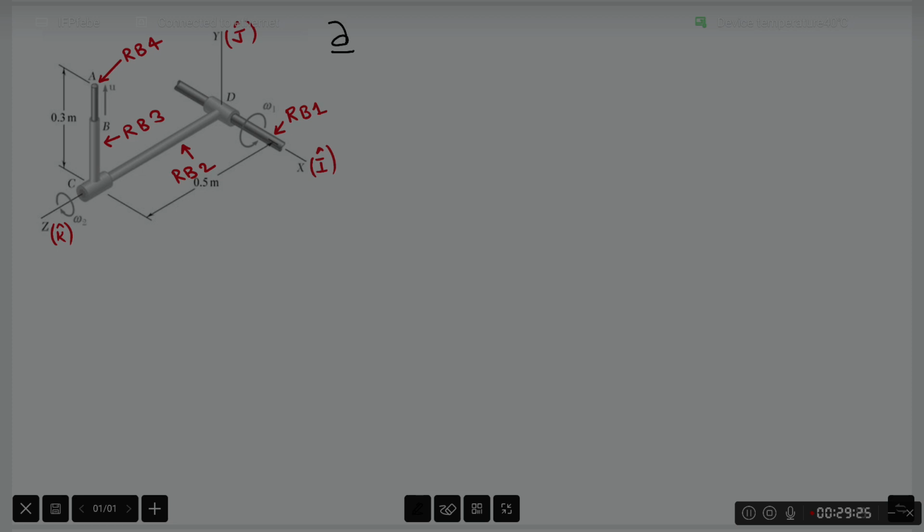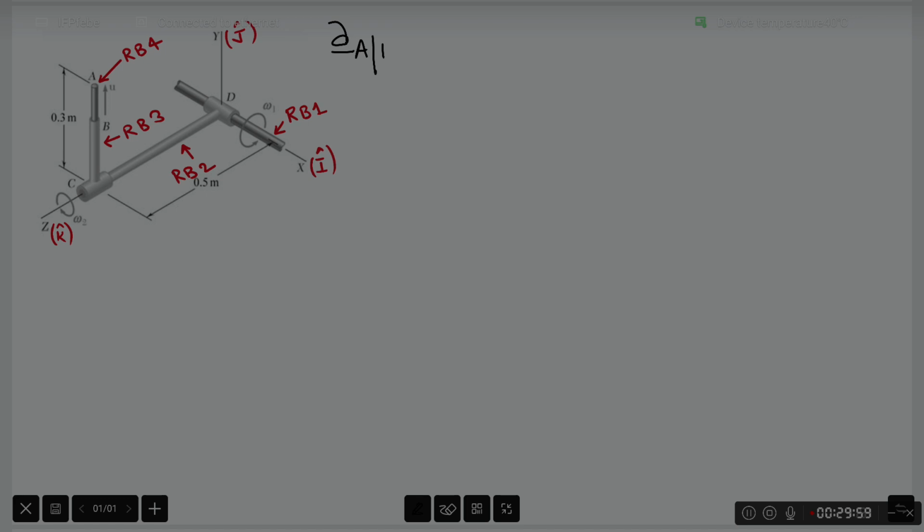We need to find AA1. Again, to find AA1, we will use the acceleration transfer relationship as many times as it is required. And every time we use the acceleration transfer relationship, we will have to make appropriate choices of the intermediate frame and a corresponding intermediate point.